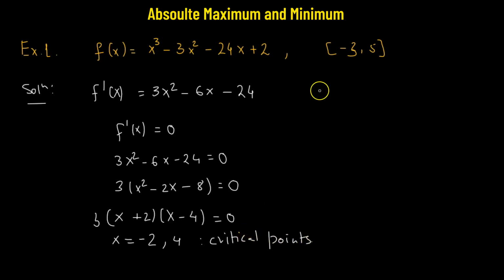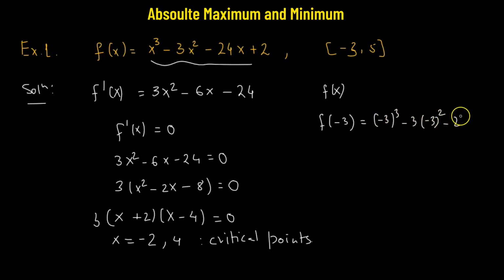So now we will find the value of f of x at these two critical points as well as at the endpoints. Let's consider the first endpoint, which is -3. We need to substitute -3 into our function f of x. This gives us (-3) cubed minus 3 times (-3) squared minus 24 times (-3) plus 2, which equals 20.